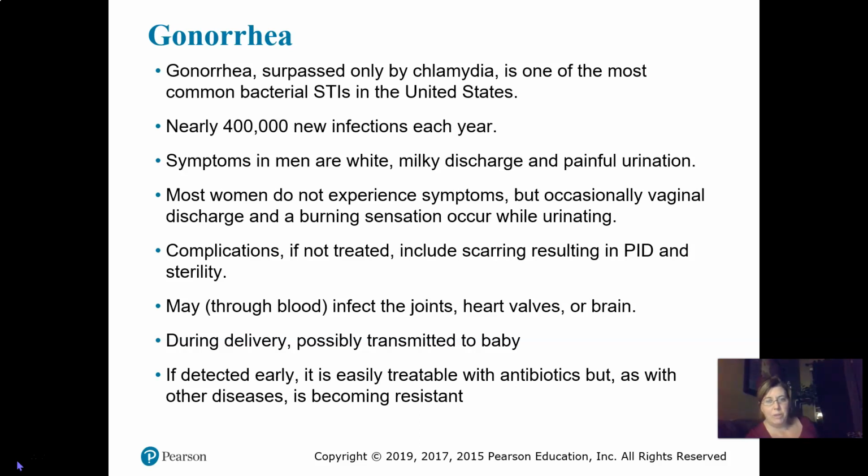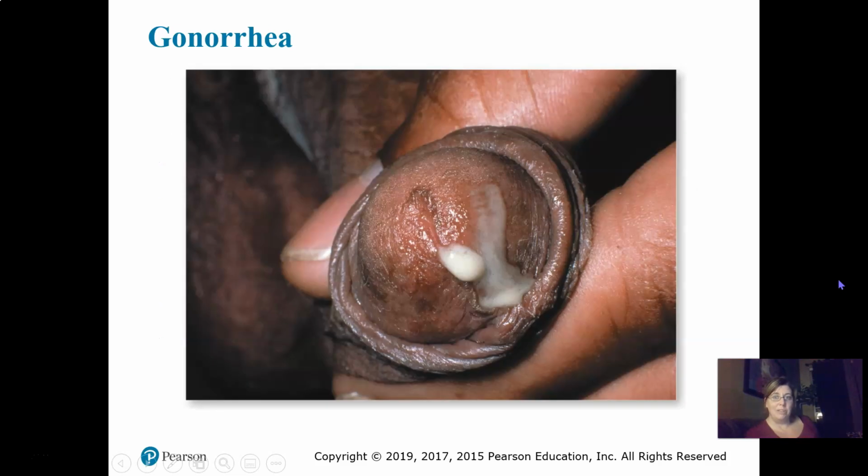Complications, if not treated, include scarring resulting in PID and sterility. It may, through the blood, infect the joints, heart valves, or brain. It's possible to transmit it to a baby during delivery and a pregnancy. If detected early, it's treated with antibiotics, but it also has begun to develop resistance. Frequently, chlamydia and gonorrhea occur at the same time, but different antibiotics are needed to treat each one separately. Here's a look at what gonorrhea looks like. Not super awesome.